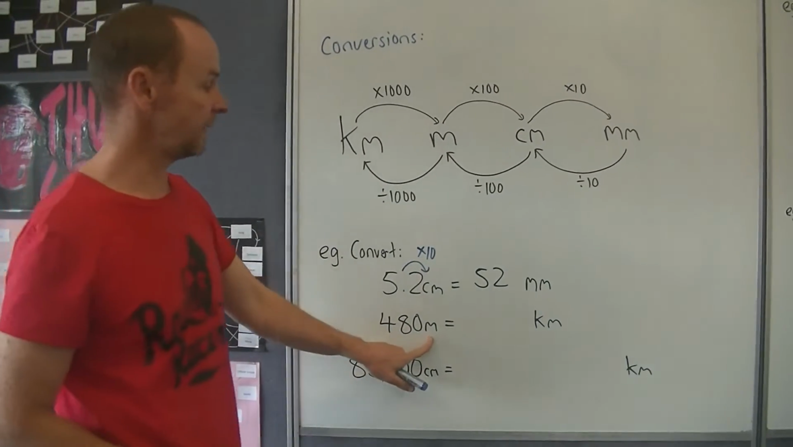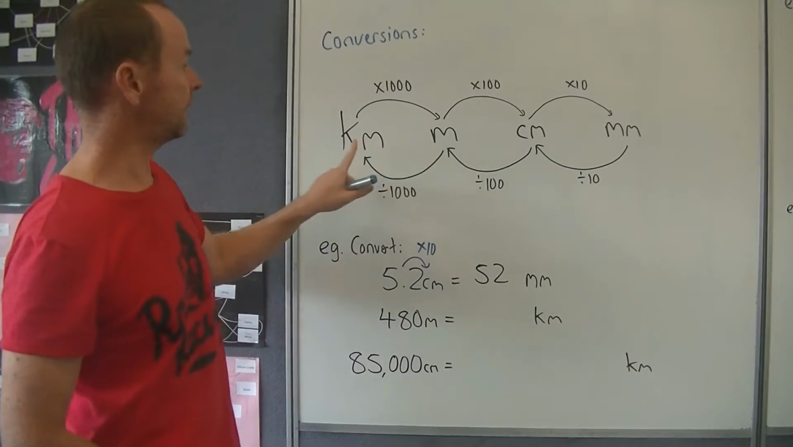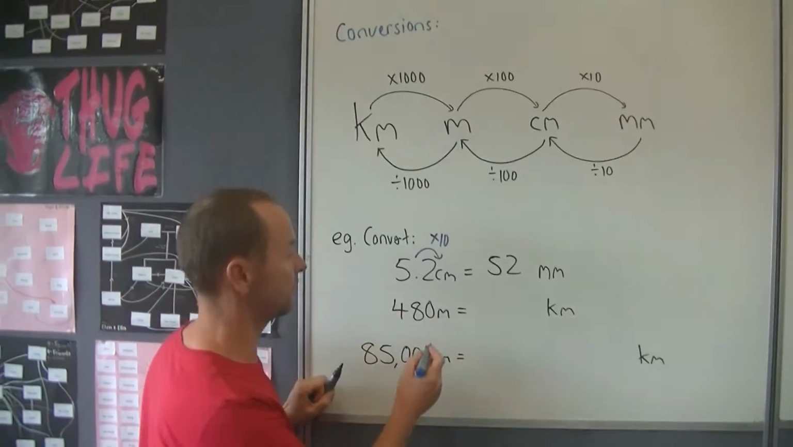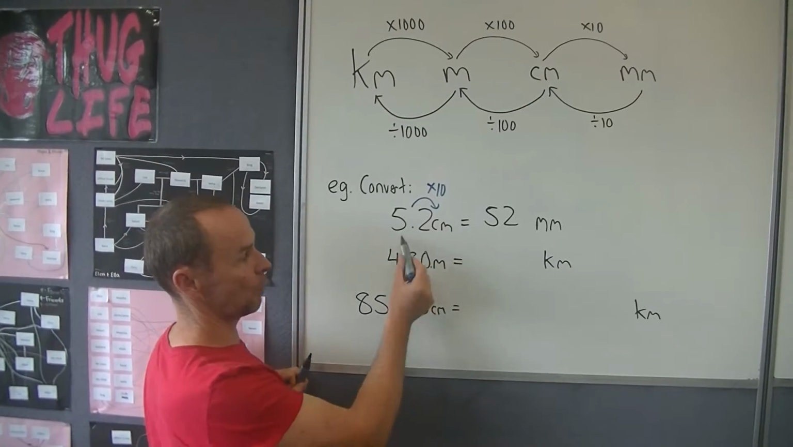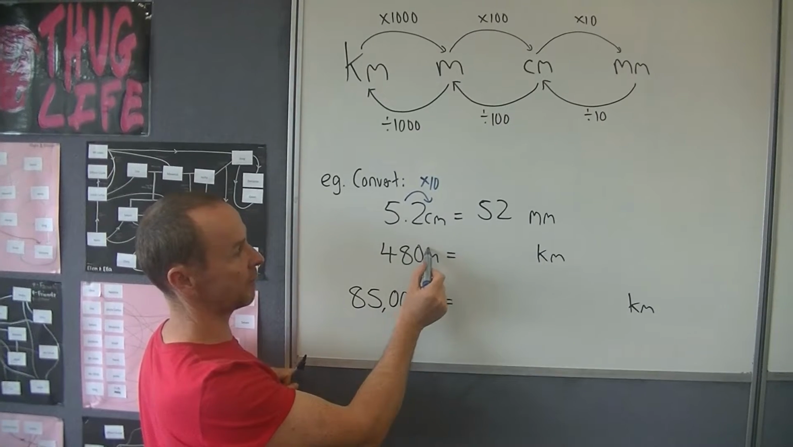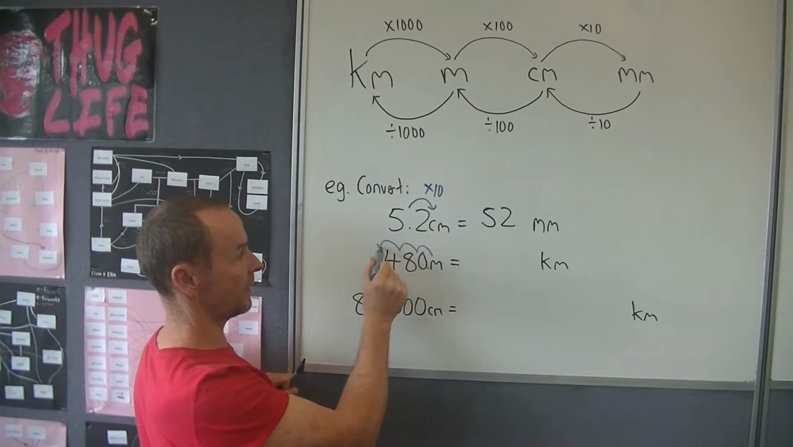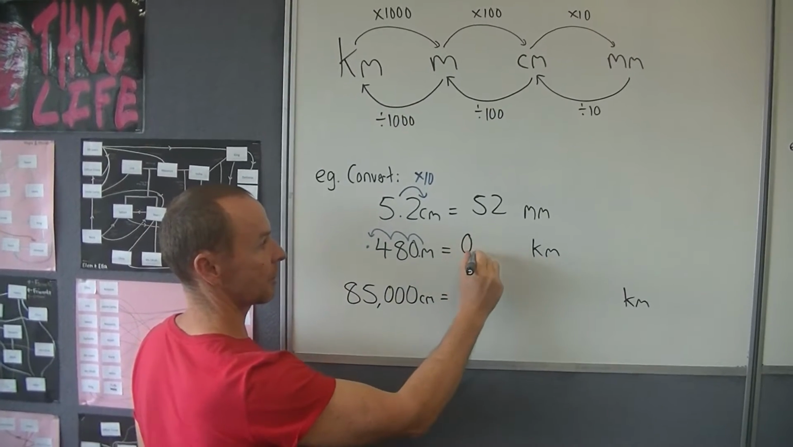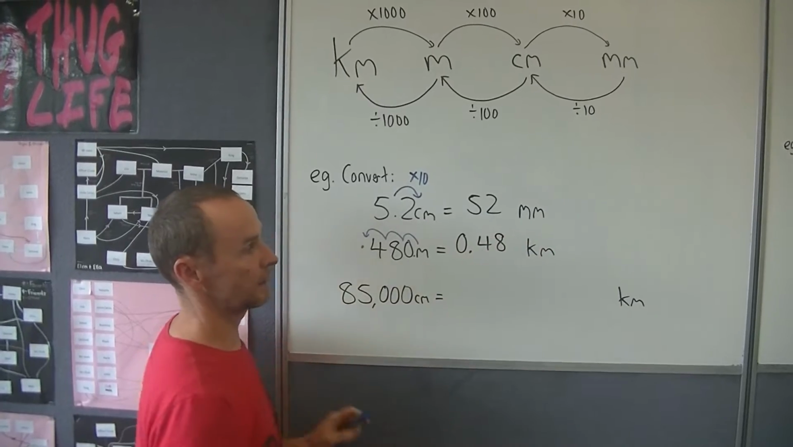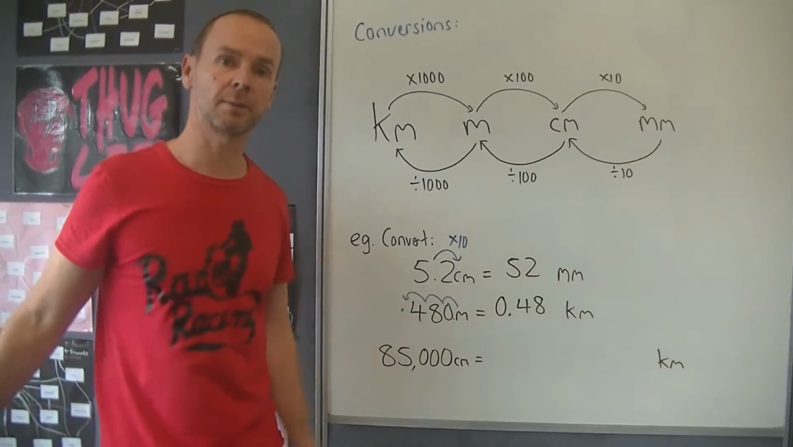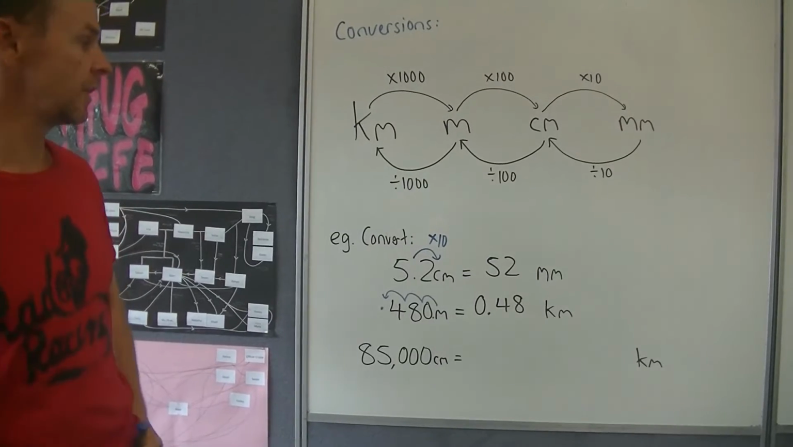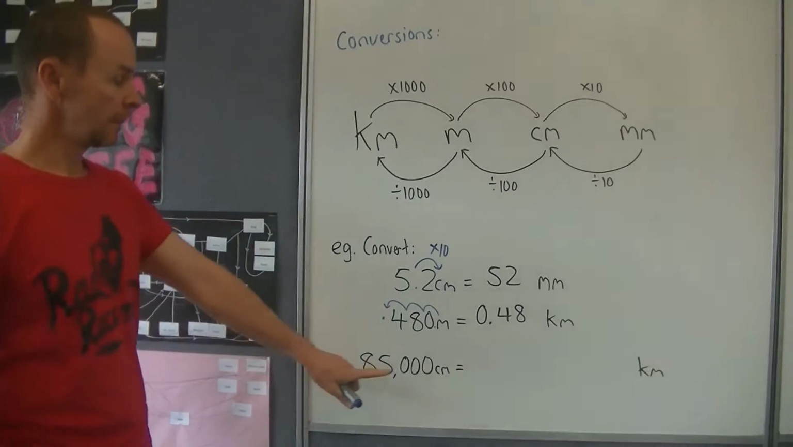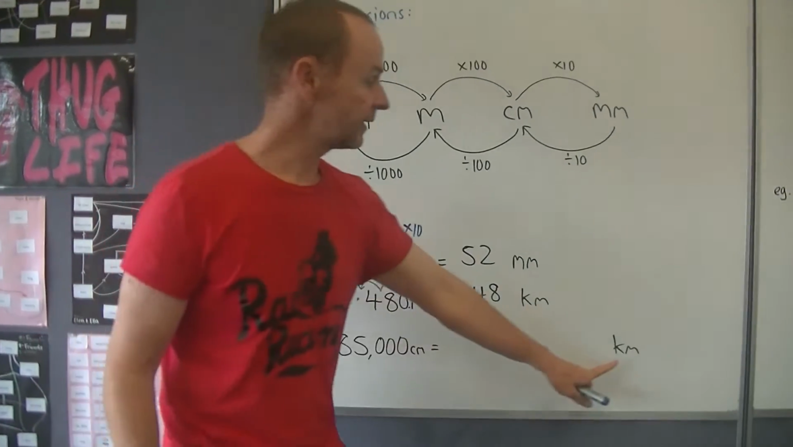Next one, 480 meters into kilometers. Meters to kilometers, we're going this way, we divide it by 1,000. So when you divide by 1,000, you move the decimal point 3 spots back, or you can cross off zeros. But let's just move it 3 spots back. So 1, 2, 3. So the decimal point goes there, so it is 0.480 or 0.48 kilometers. You can put the zero there at the end, but it doesn't really matter. So 0.48 kilometers. Always use common sense. Does that seem like a sensible answer? Yes, it does.